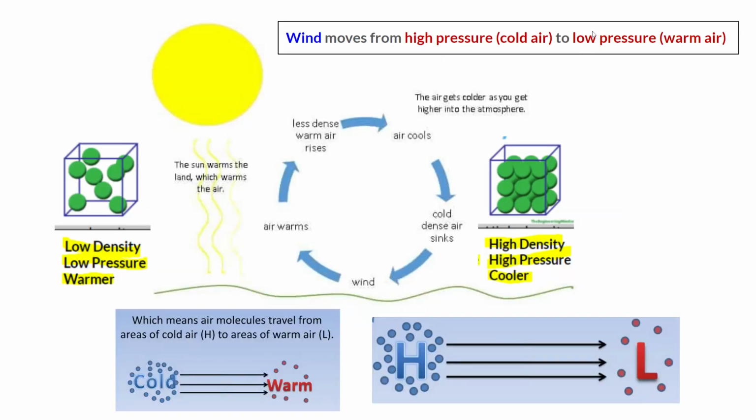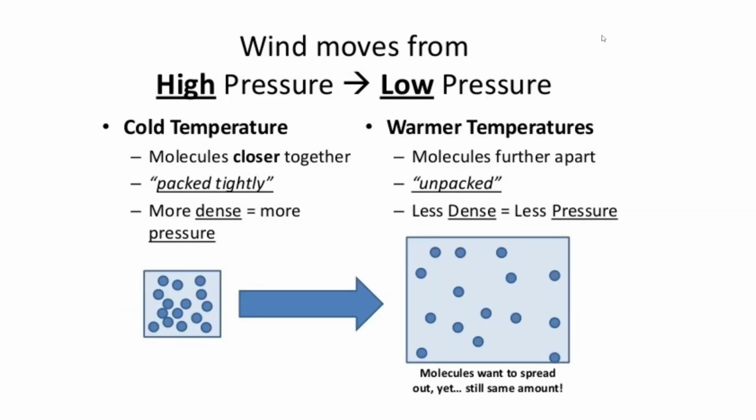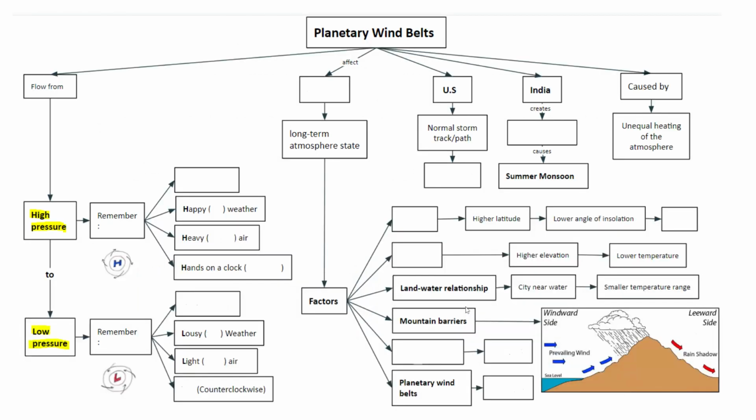You have the option of writing this down in your notebook. So here's another thing. Winds move from high pressure to low pressure. Cold temperature molecules are closer together or packed tightly. They're more dense and have more pressure. And in low pressure areas, we have warmer temperatures. Molecules are farther apart or unpacked, and they're less dense and have less pressure. That's why winds want to move from higher pressure areas to lower pressure areas.